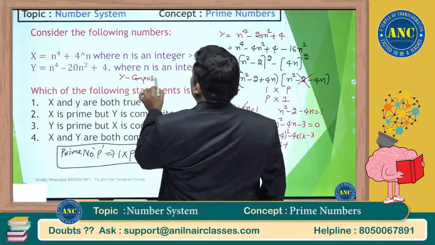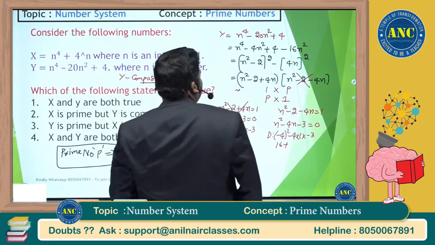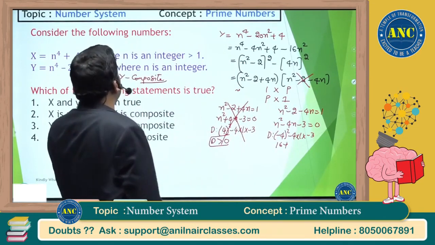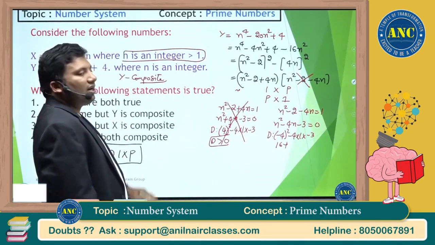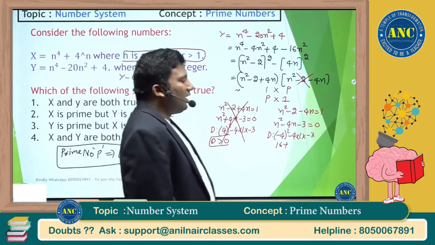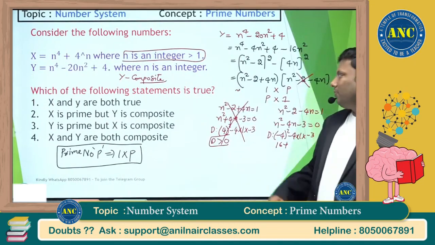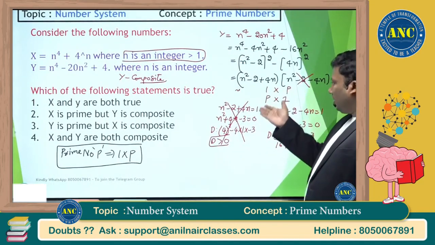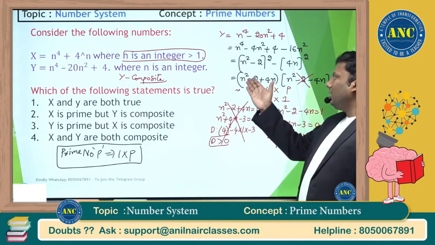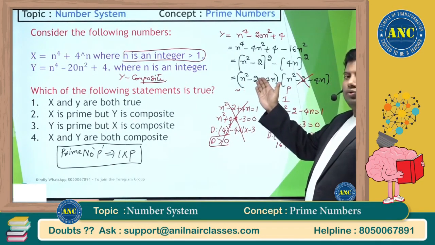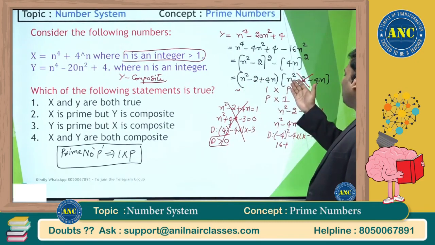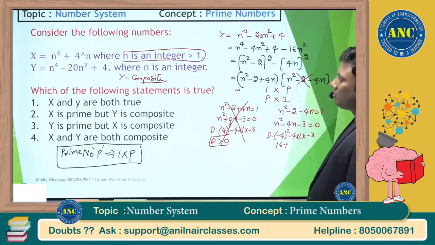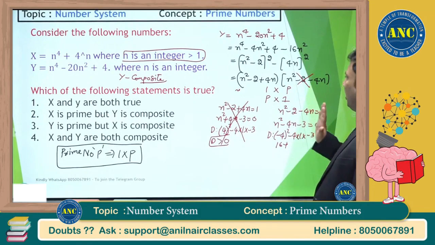I hope the idea is clear. Where n is an integer greater than 1, that means n is a natural number. If n is a natural number, you don't need to do all this. Substitute n equal to 2: 2 square minus 2, 4 minus 2, 2 plus 8, it is not possible. It is also 2 square minus 2, 2 minus 8, it is also not possible. So y is composite. I hope the idea is clear.